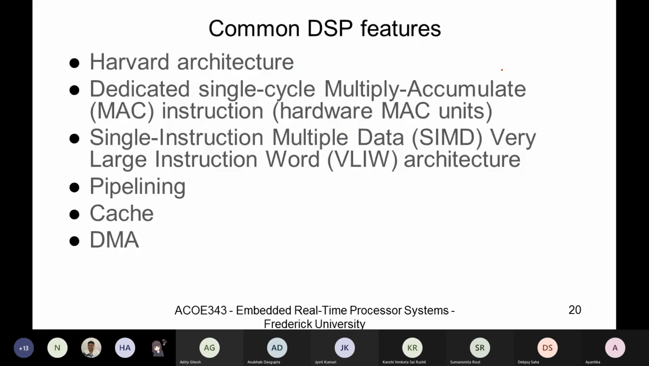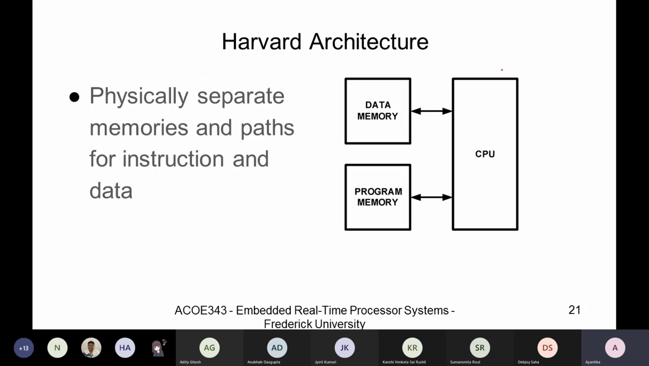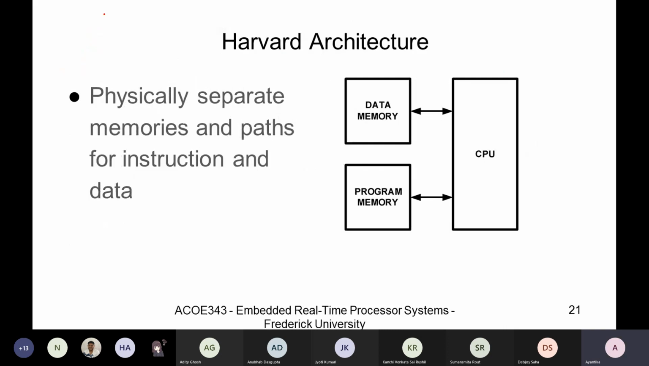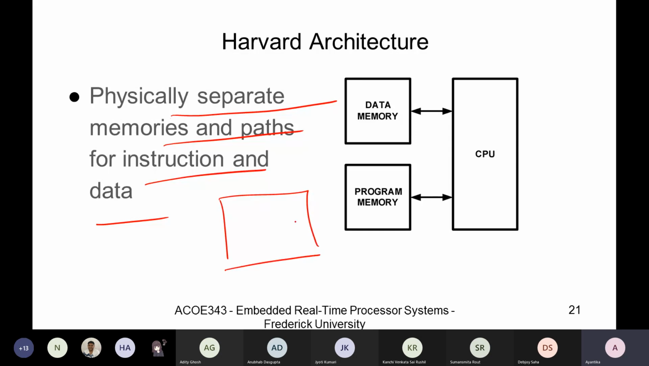Okay. Now we will see these DSP features one by one. The first one is Harvard architecture. What does it mean? This Harvard architecture looks like this. Physically separate memories and paths for instruction and data. As I mentioned in the first slide, we have some memory. Memory means nothing but storage. My final idea is that from this storage, some data will go to my CPU, some instruction will go to my CPU, and the computation will take place.